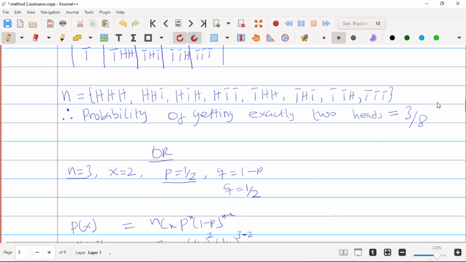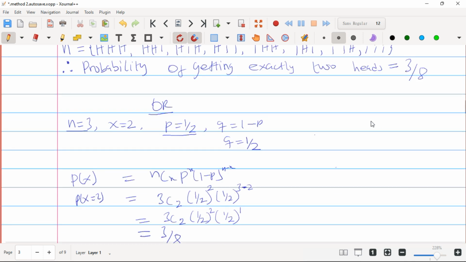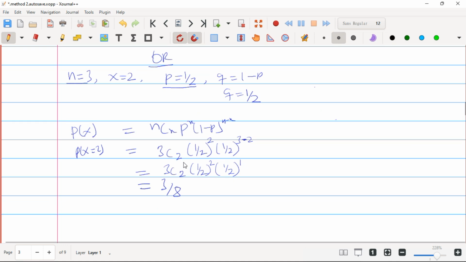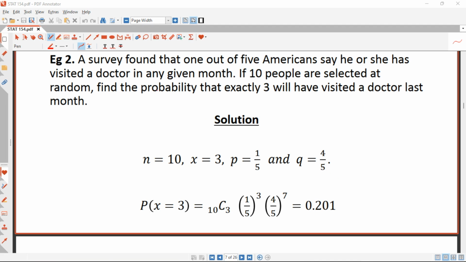So that's the same thing for this one. You can either choose to use this one or use that. But I think the binomial distribution is quite simpler than the other approach. So this is our second question.